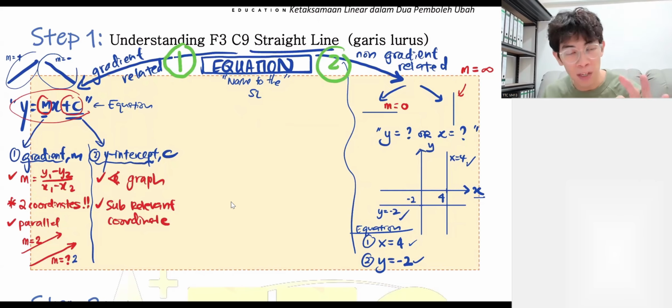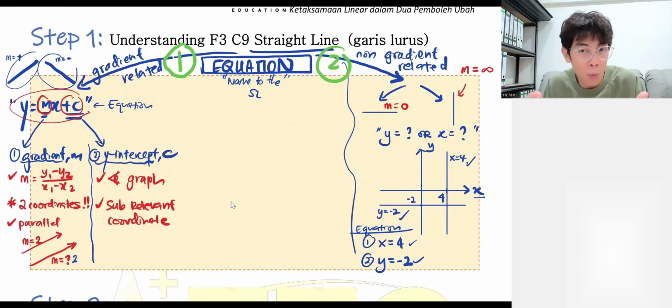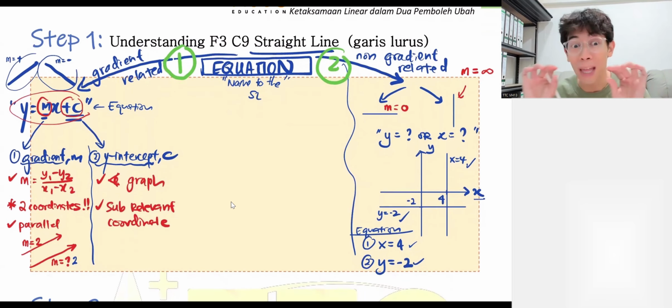Type number 1 is gradient related. You will instantly bring out y equals mx+c if they ask for an equation. But if they ask for an equation and you notice the line is horizontal or vertical, you will instantly check which specific axis this straight line passes through. If it passes through a specific 3 on the y axis, then you will put y equals 3, something like that. So the first thing I do is to decide which type it belongs to. Then I write the relevant equation template.